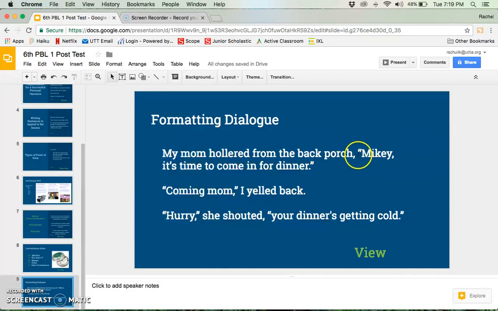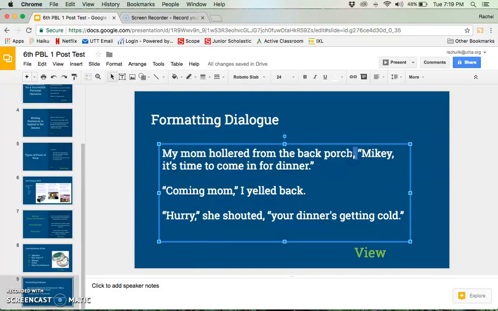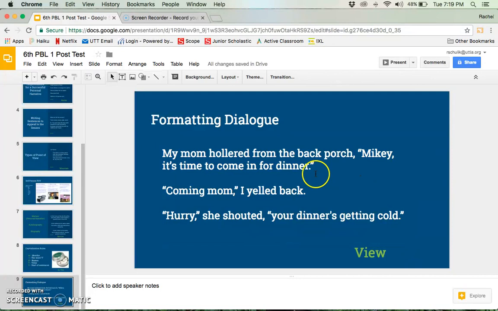And to introduce a new part of what someone's saying, you always put a comma and that goes after the last word before we talk about our quotation. Then any ending punctuation goes inside of those quotation marks. When a new speaker speaks, you go to the next line. So we come to our new line and we have "Coming, Mom," comma, that also goes inside our quotation mark, "I yelled back." Then we went to a new line because Mom's responding now, and she says, "Hurry," comma, which goes inside the quotation mark because that goes with what we just said. "She shouted," comma, because we're introducing some more quotation, "Your dinner's getting cold," period, goes inside the quotation mark.